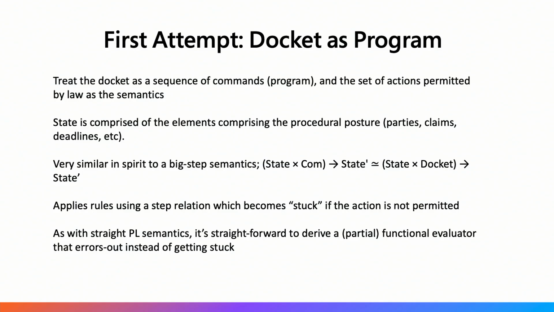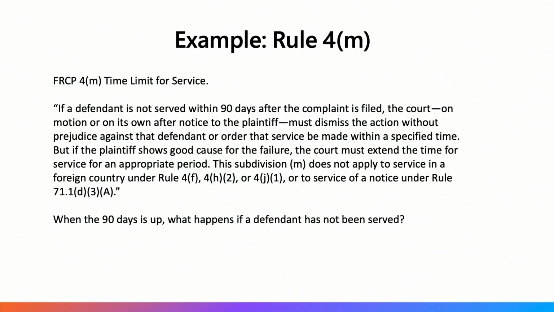If someone tries to do something that is contrary to the rules, then your reduction relation gets stuck, the same way that you would in a normal semantics. And then from this step relation version, you can derive a functional evaluator that just errors out if you are doing something bad. I'm going to drink some water real quick, and then I'll talk about why that didn't actually work.